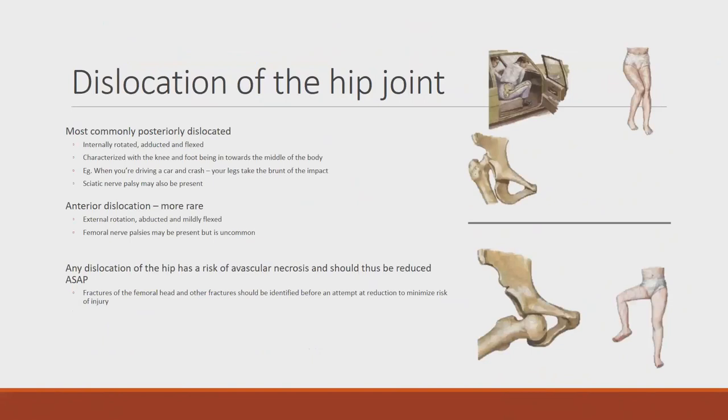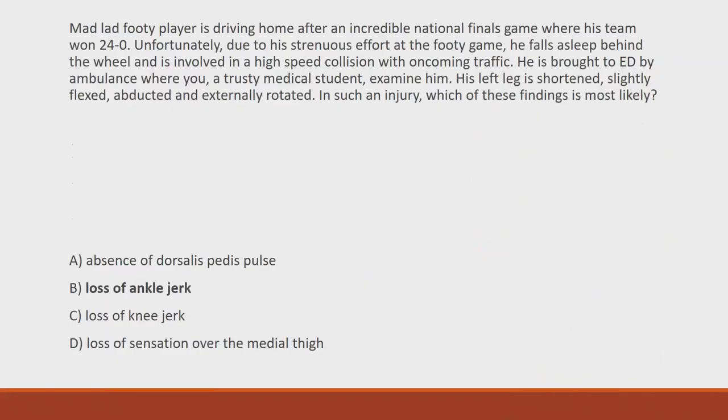But yeah, dislocation of the hip joint. Again, you can see that his leg is shortened, so it's obviously been dislocated. And when it gets dislocated, your quadriceps and your hamstrings kind of pull it up. That's why it looks shortened. It's slightly flexed because, again, mechanism of the injury, he was flexed. He's dislocated it. It's not going to go back down, so it's going to stay slightly flexed.